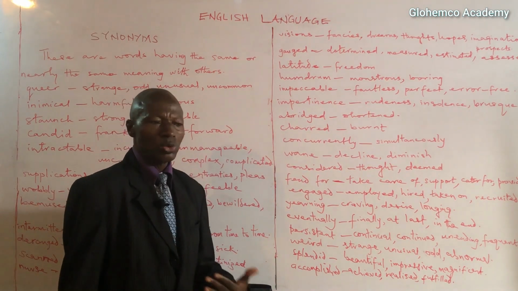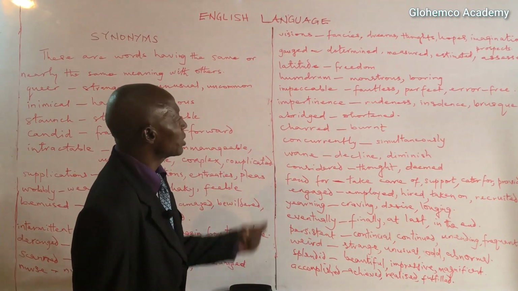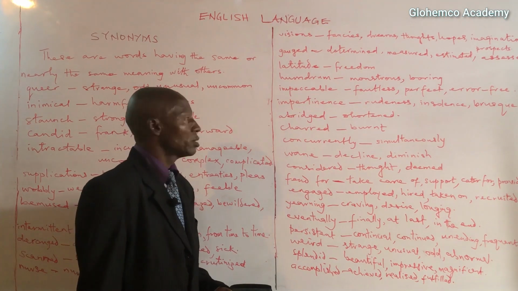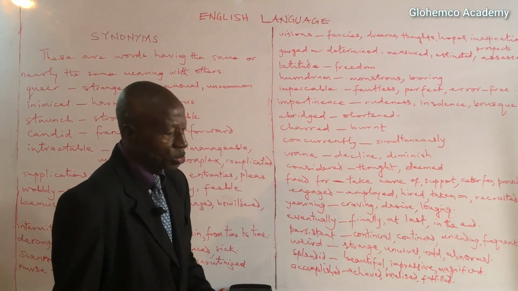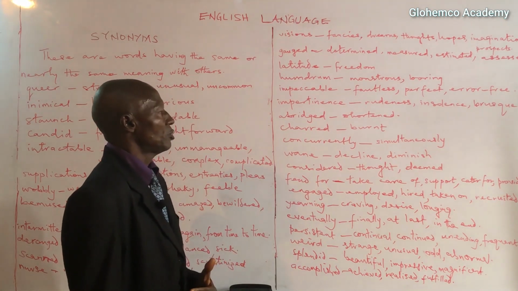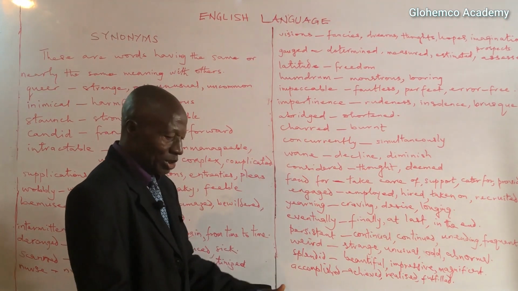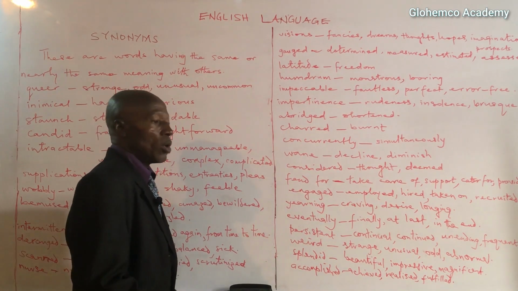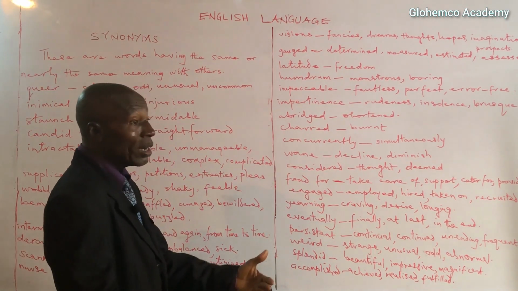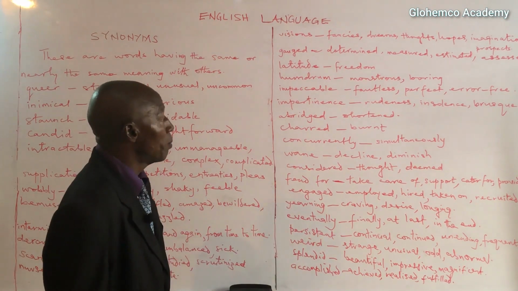When a person is said to be rude, that person is impertinent. All right. Then we have abridged. To abridge something means to shorten. To shorten something. Abridged form of something.